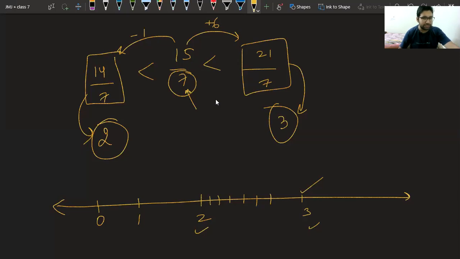So now let me write this. Yes, there are infinite numbers between them, but for me to locate, I have to choose some scale. Okay. Now class, answer them very easily.